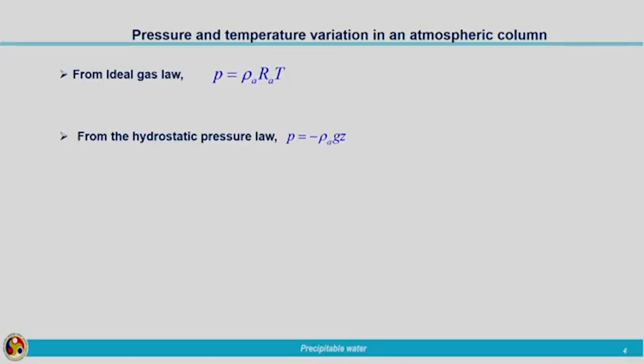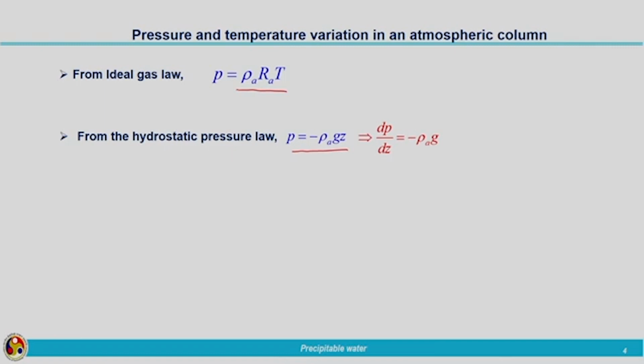Now, we have the relationships related to pressure and also temperature. From the ideal gas law we have P is equal to rho A RA T, this is just repetition from the previous slide, and from the hydrostatic pressure law we have P is equal to minus rho A g z, and we have found dP by dz to be minus rho A g.